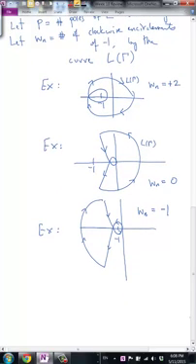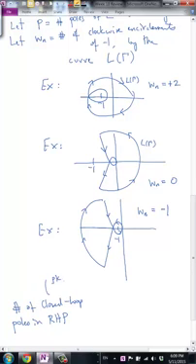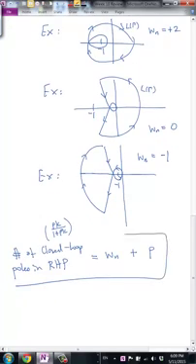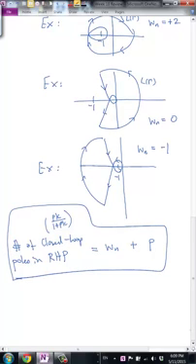So Nyquist stability says the following: the number of closed loop poles inside the right half plane, this is again what determines stability. So when I mean closed loop poles, I mean poles of PK over 1 plus PK. This is equal to Wn plus P. So it's best to illustrate this with an example.